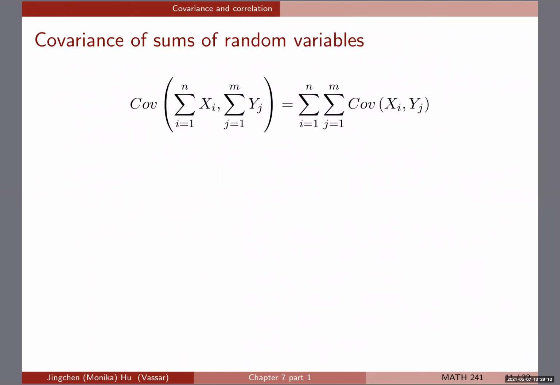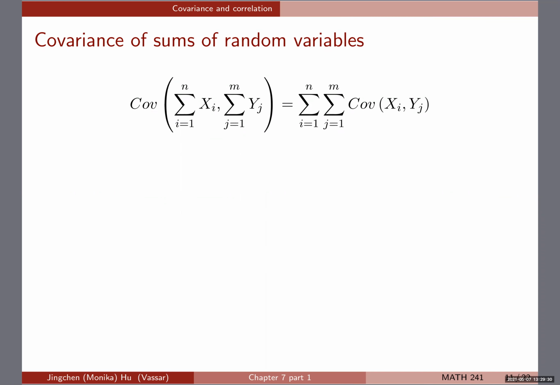Okay. And now we are coming to, if you remember, the first topic of this chapter, which is talking about sums of random variables. Now how about we try to define the covariance of sums of random variables? So I'm showing the result up here just as a starting point.